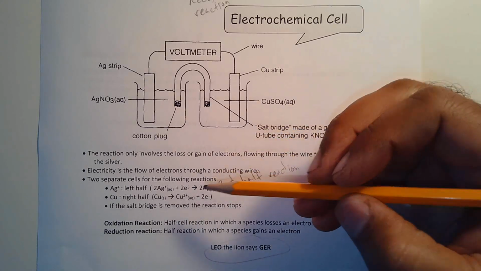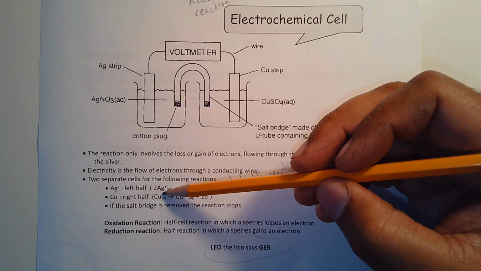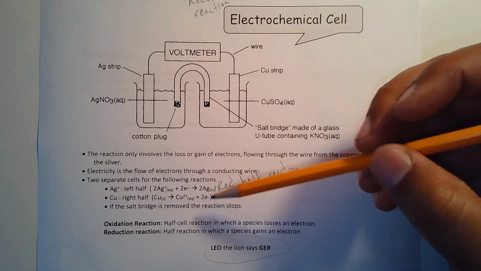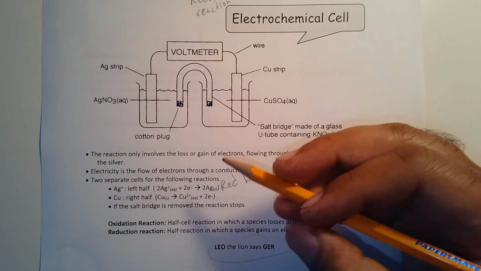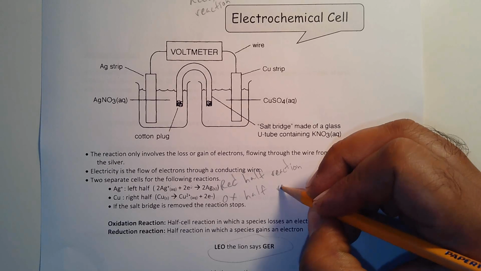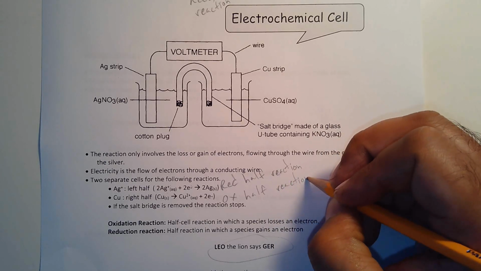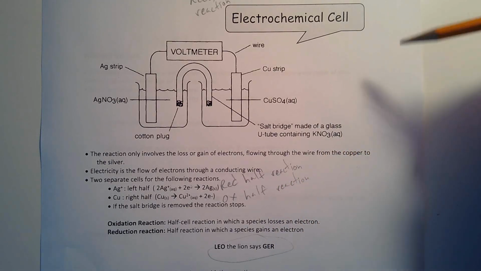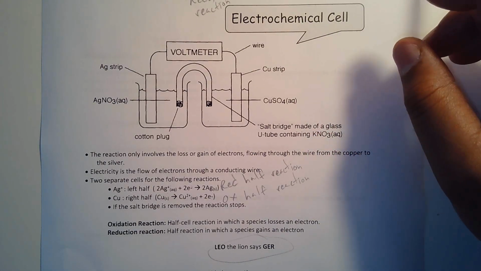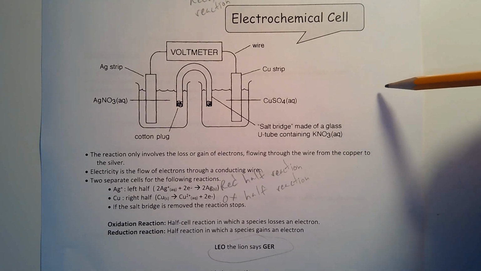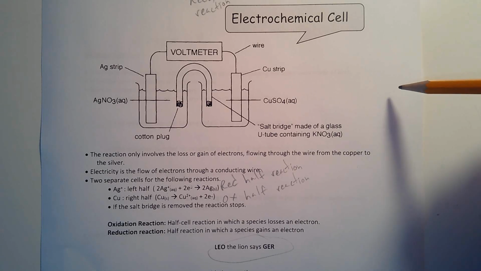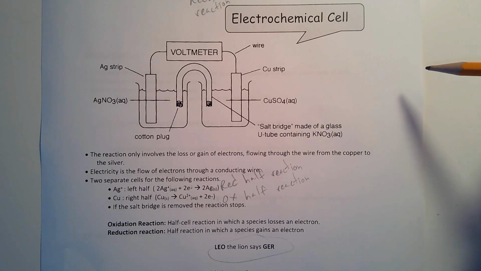The other one, you've got copper metal, 0 charge, and then it's producing Cu2+ and 2 electrons. So what's happening here is you're losing electrons, so this would be an oxidation half reaction. In order for you to have a redox reaction, you must have one of the half reactions undergoing reduction and the other half reaction going through oxidation. If you're missing one of those, then it's no longer considered a redox reaction.